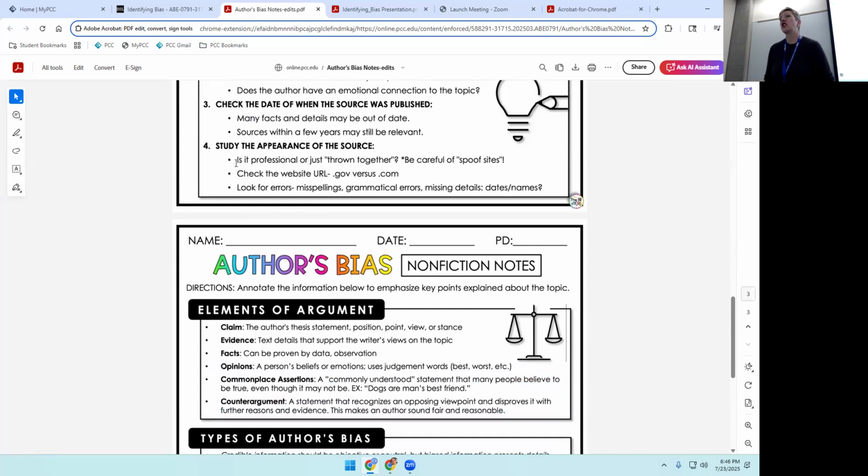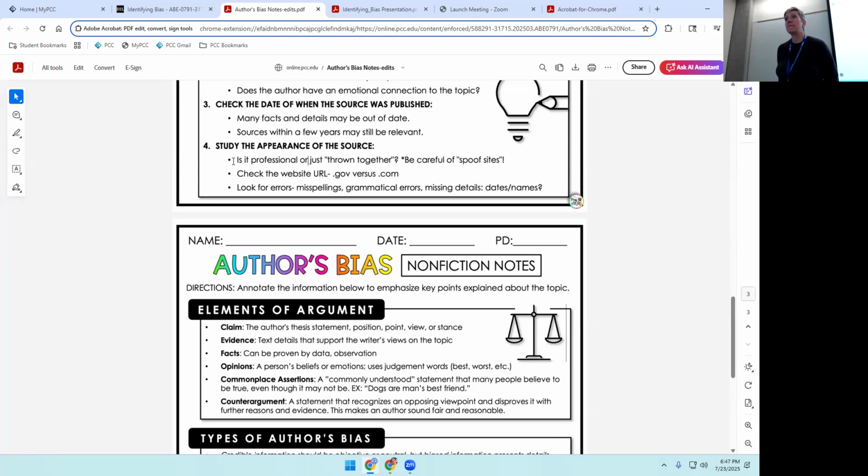Okay, and then it's just talking about the professional looking sites. How do you know? Just check that out, if it's full of misspellings and grammatical errors. Understand the appearance of the source.